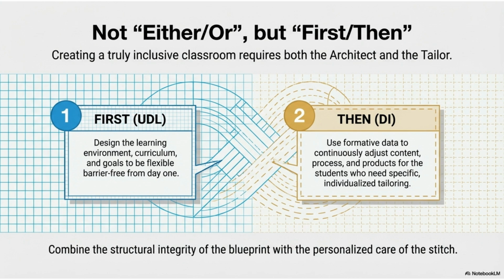Creating an inclusive classroom is a first/then approach. First, UDL designs the environment to be flexible and barrier-free. Then, DI uses data for continuous individualized tailoring. We combine the structural integrity of the blueprint with the personalized care of the stitch.